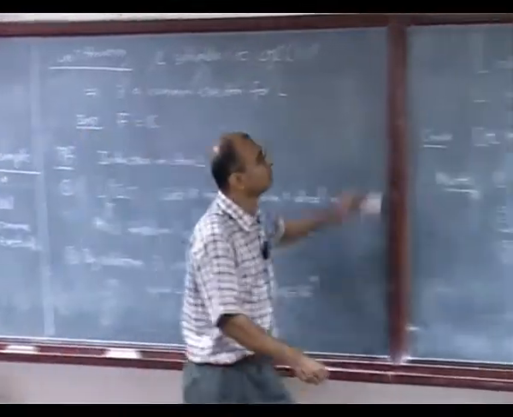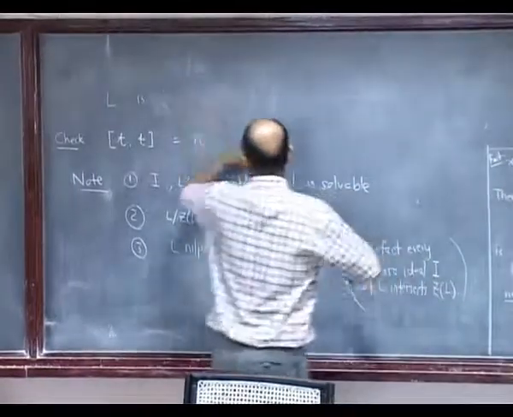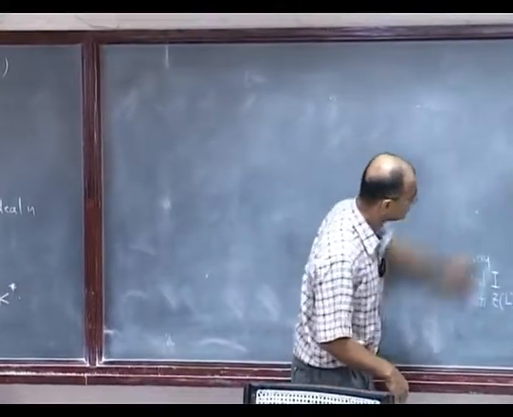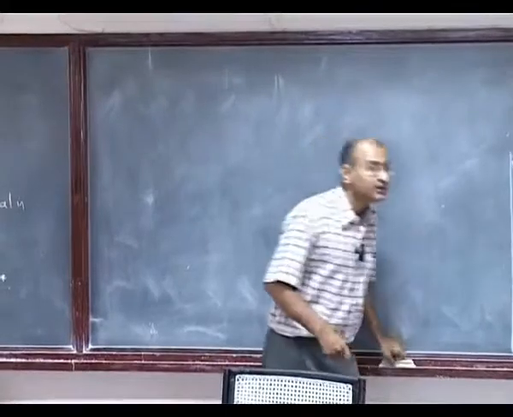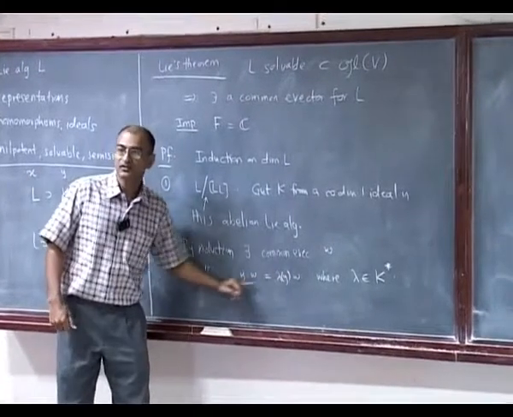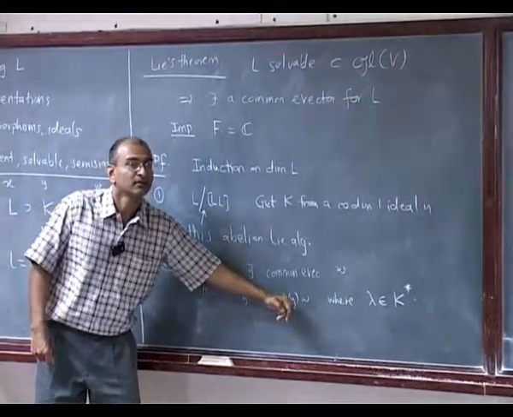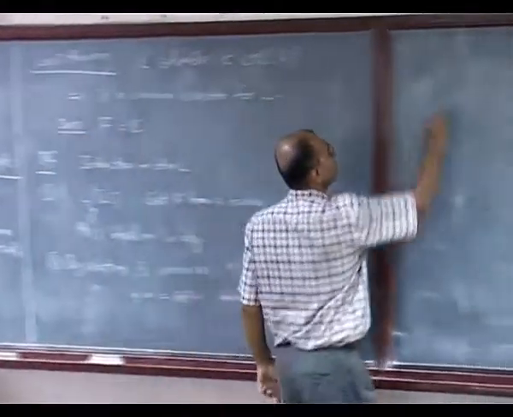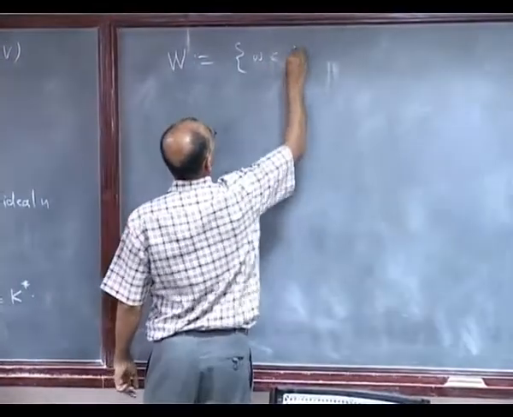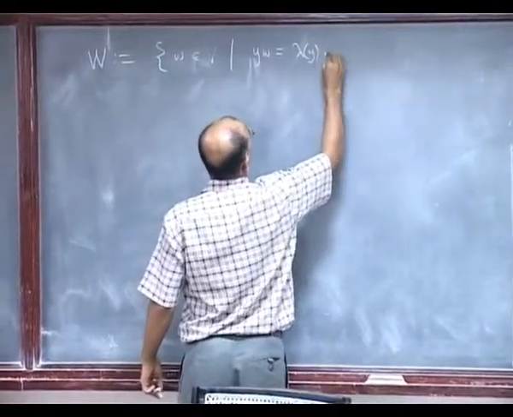So what do we do now? I was blithely saying the space of all common eigenvectors, but now I will be a little more careful. I will not say take the space of all common eigenvectors, but I will say take the space of all eigenvectors whose eigenvalues are obtained by this linear functional lambda. So, I will write down this definition. W is by definition the space of all those small w in V such that y w is lambda of y times w.